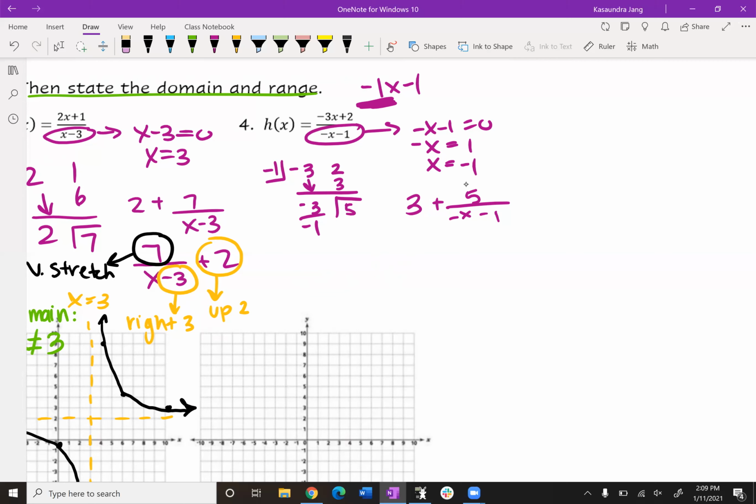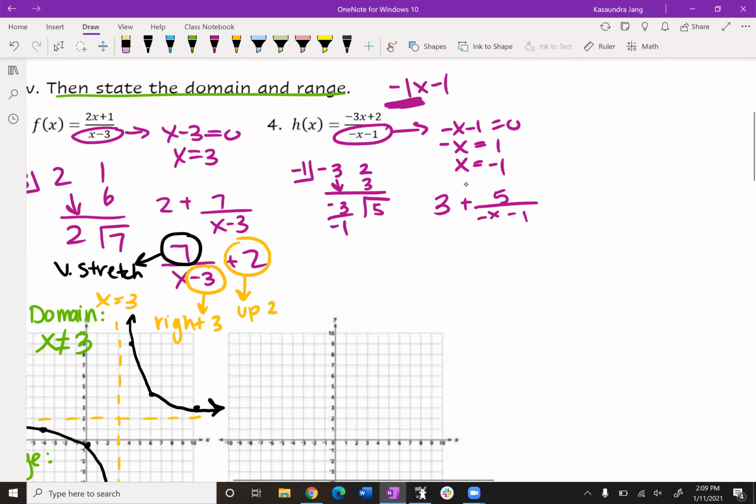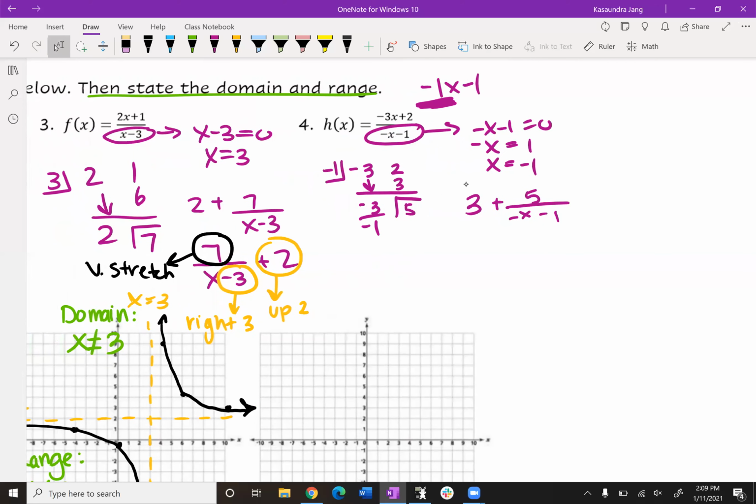For reals, this is where I see the mistake. Anything I can clarify? No questions. Okay, I'm going to move on then. You can rewrite this if you want. You can put the 5 over negative x minus 1. You can put that first and then the plus 3. Either way is the same thing.